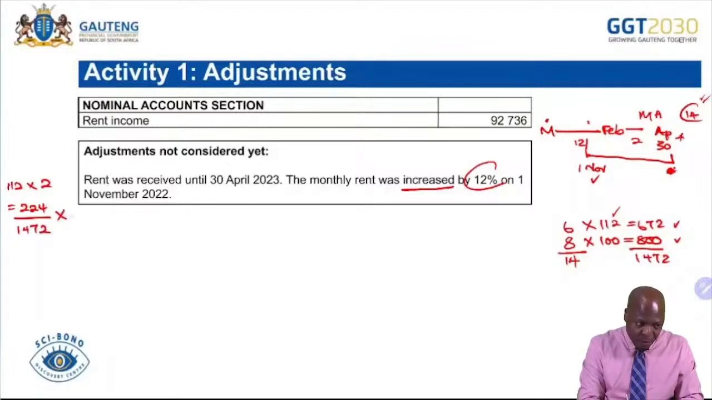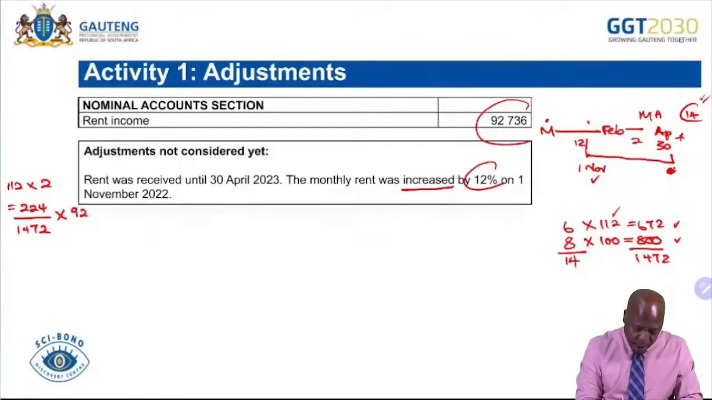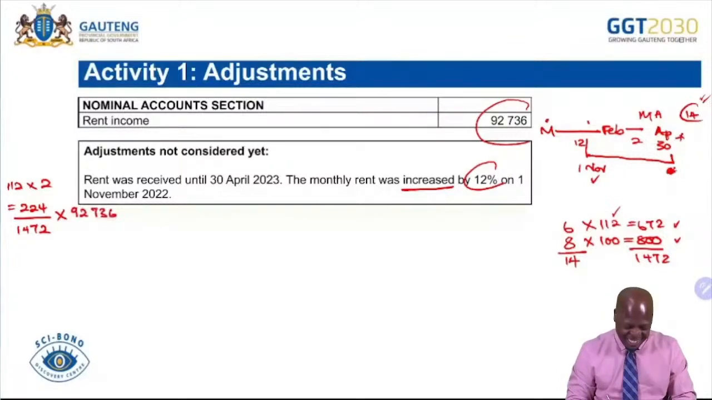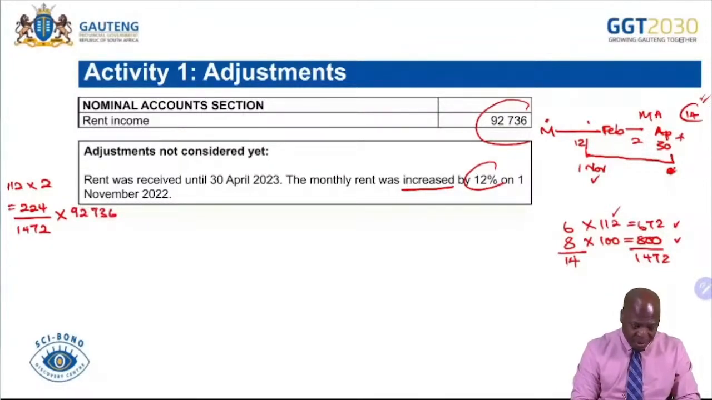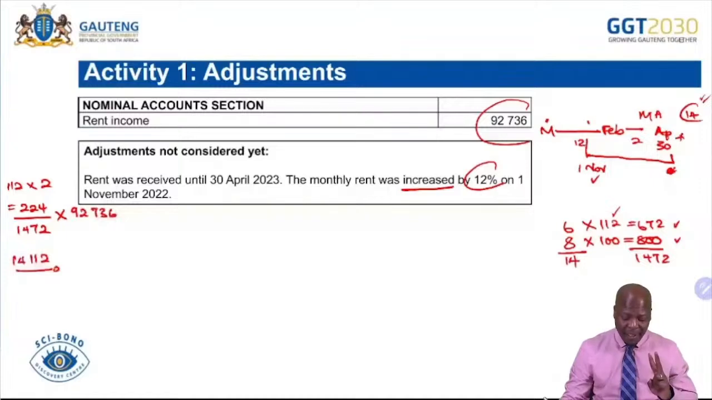Then you multiply all of this by the total rent that you were given, which is 92,736. Let's punch that in the calculator. Let's see how much we get. All right, I'm waiting for you. Okay, then we end up with 14,112. So this is the rent that we've received in advance for 2 months, that is March and April.